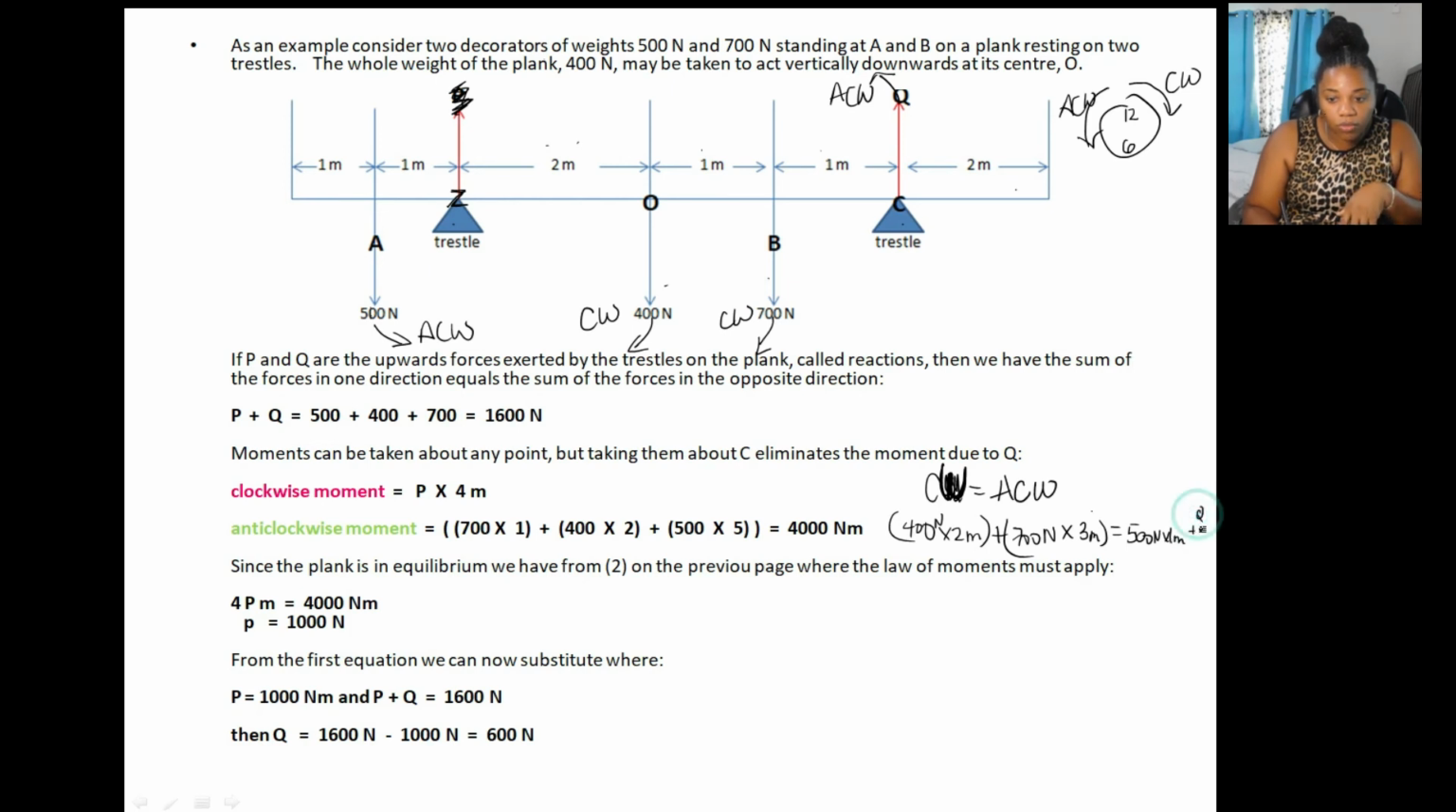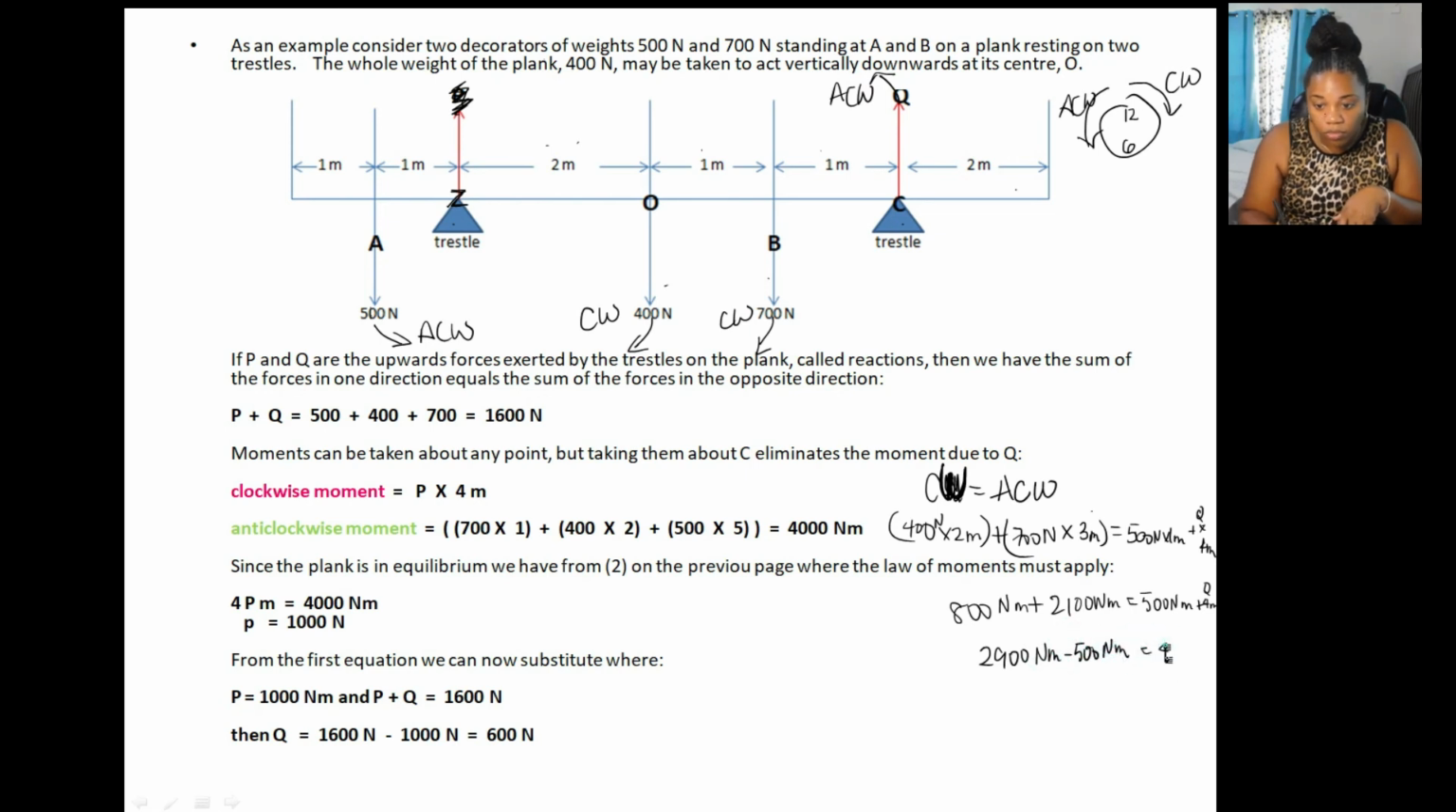And anti-clockwise now we're going to have 500 newtons times 1 meter, plus Q times, how far is it? 4 meters. So we add 2 plus 1, 3, 4, 4 meters. And we end up with 800 newton meters plus 2100 newton meters equal to 500 newton meters plus Q times 4 meters, right? So we're going to say this is 2900 newton meters minus 500 newton meters equal to Q times 4 meters, right?